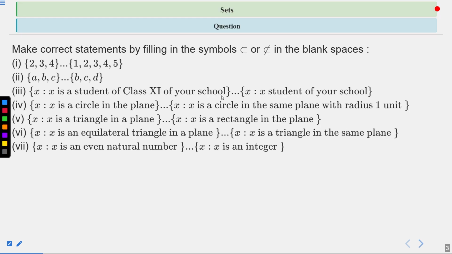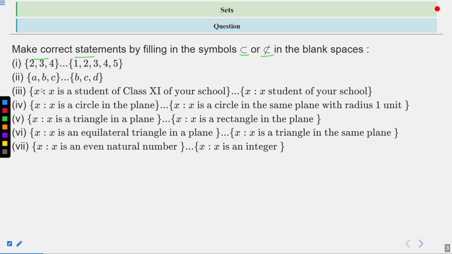So starting with this question: make correct statements while filling in the symbols of subset and not subset in the blanks. So we are having 7 statements. First one, so we are having 2 sets in roster form. First one is with 3 elements 2, 3, 4. Second one is with 5 elements 1, 2, 3, 4, 5.